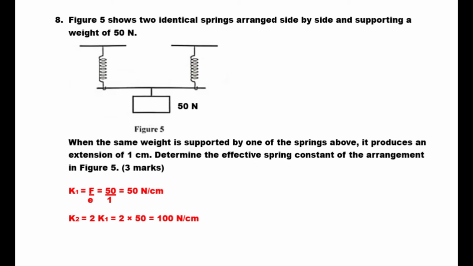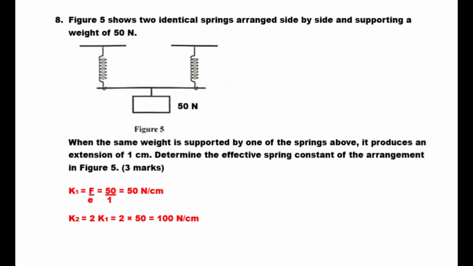Question 8. Figure 5 shows 2 identical springs arranged side by side and supporting a weight of 50 Newton. When the same weight is supported by one of the springs above, it produces an extension of 1 centimeter. Determine the effective spring constant of the arrangement in figures.